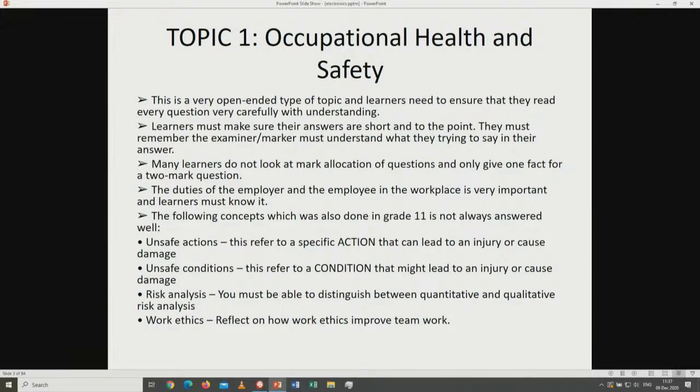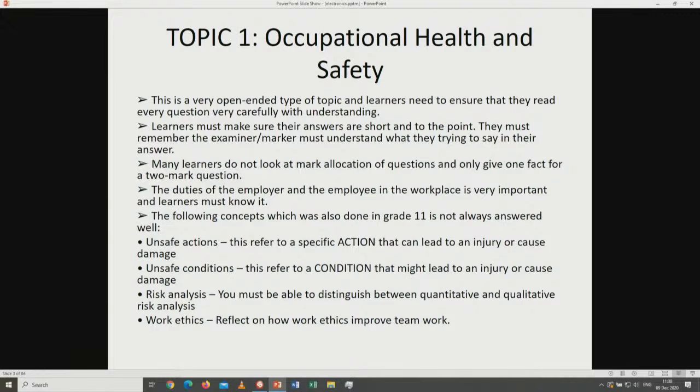So we'll be brushing off the occupational health and safety and RLC, then we'll go a bit into depth on switching circuits and amplifier. So here we'll just brush a bit. The type of question that you find here is a very open-ended type of topic. Learners need to ensure that they read every question very carefully with understanding.